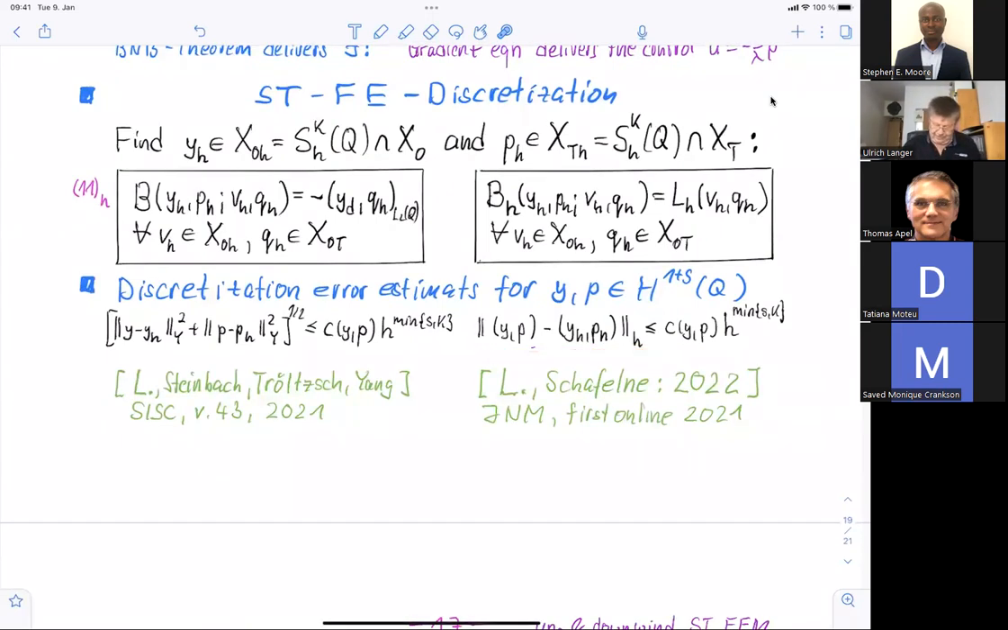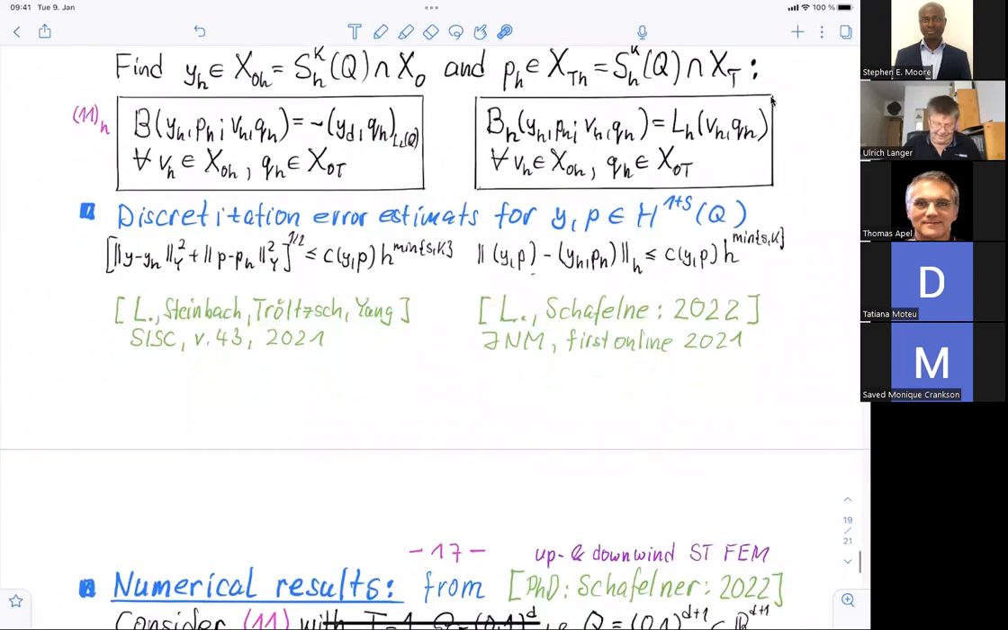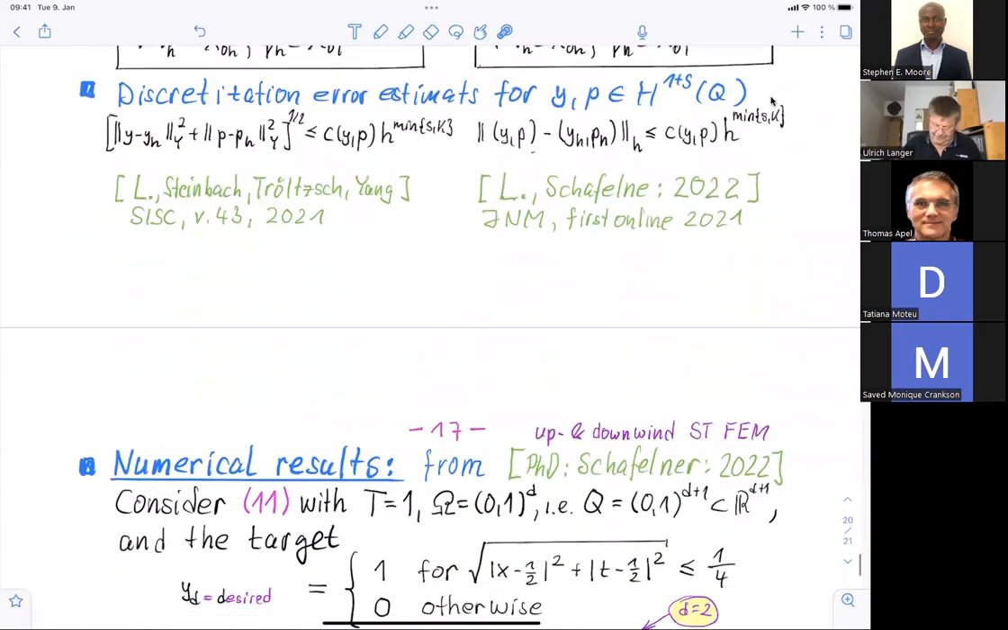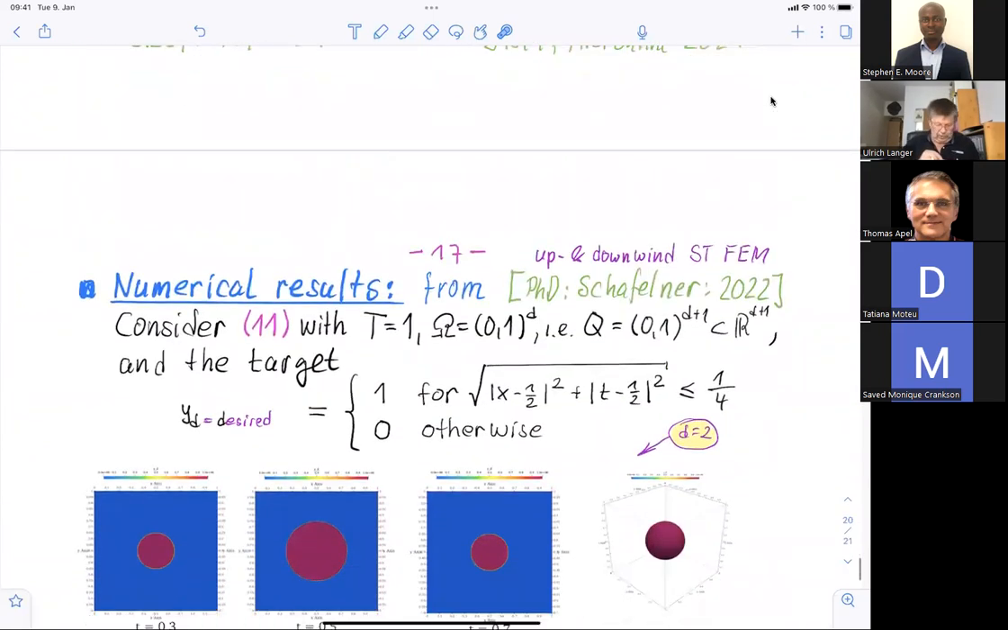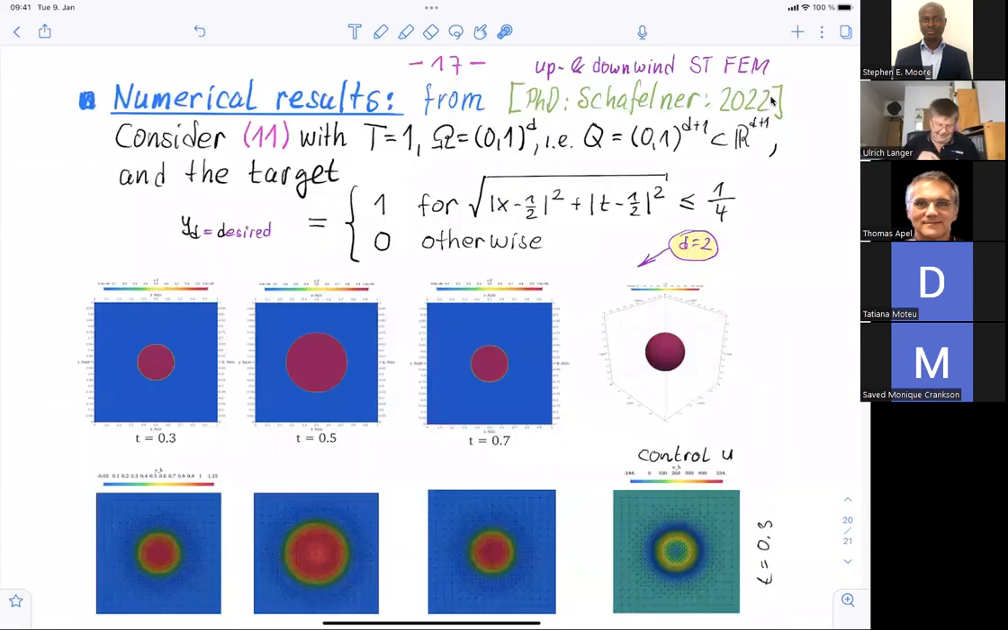Okay, numerical results very fast. You have a ball that starts, expands and then shrinks. Here you see it for different times. That means in the space-time cylinder, the target is a ball, fixed in space, of course. This comes up, pops up, blows up, and then shrinks.